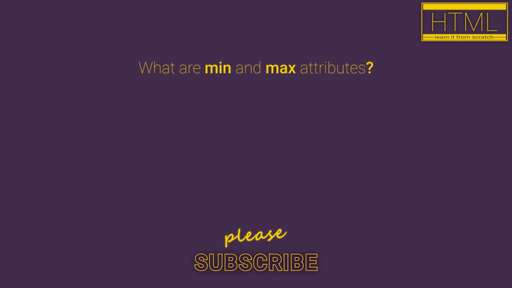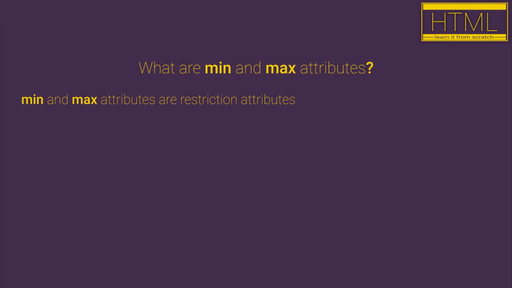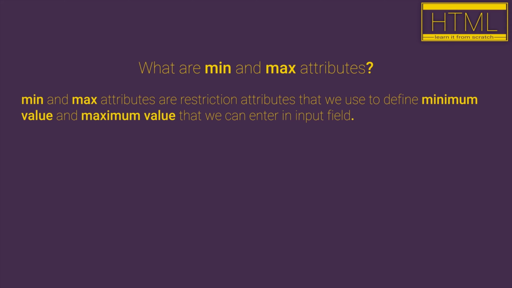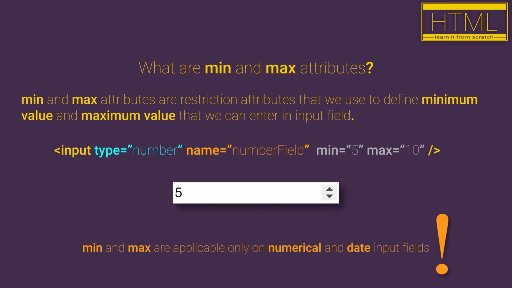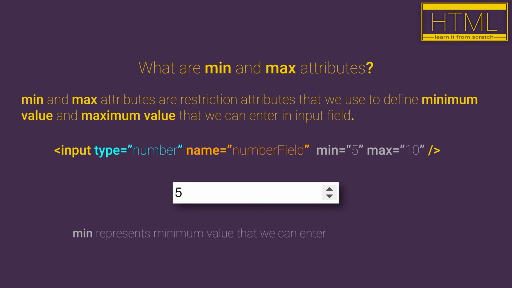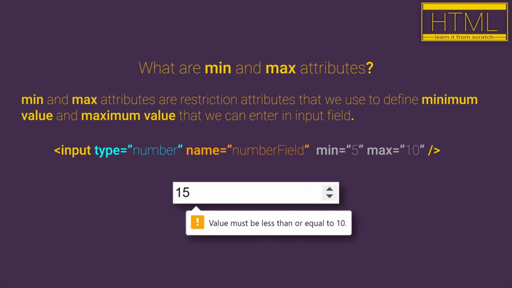Min and max attributes. Min and max attributes are restriction attributes that we use to define the minimum value and maximum value that we can enter in some input field. Min and max are applicable only on numerical and date input fields, where min represents the minimum value that we can enter in our input field, and max represents the maximum value that we can enter in that input field. If we do not follow that rule, we will get a validation error.